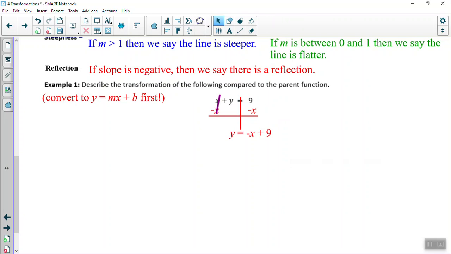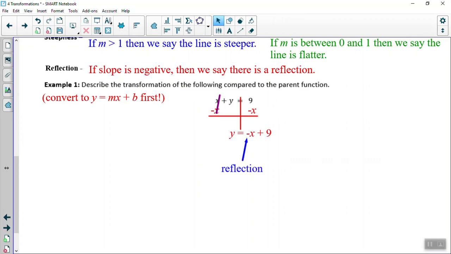So the first thing I'm going to do is look at my slope. I see that I still have a coefficient of 1, but this time it's negative. So the negative means that it's a reflection. Because the number itself is still 1, it didn't get steeper or flatter, that part stayed the same. So we would just say that there's a reflection.